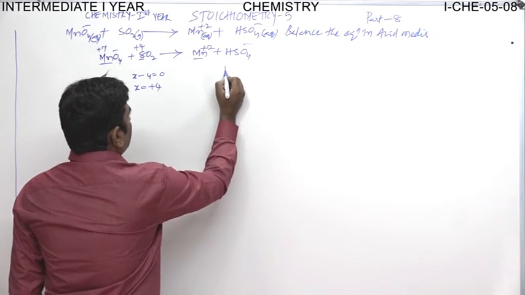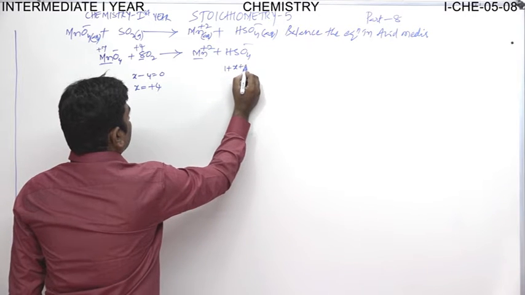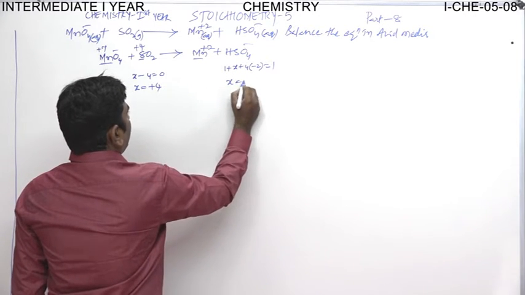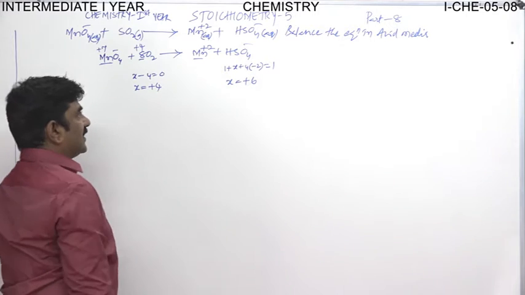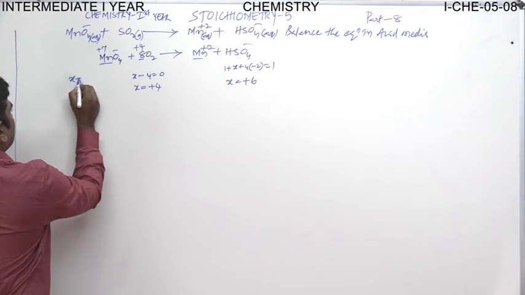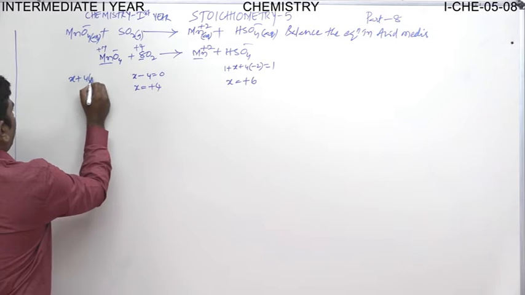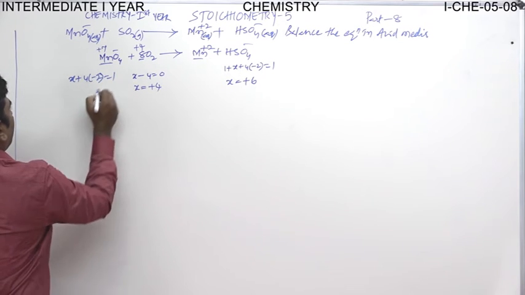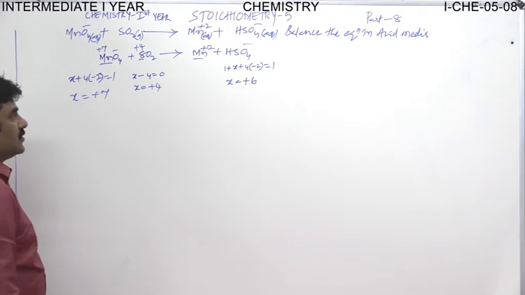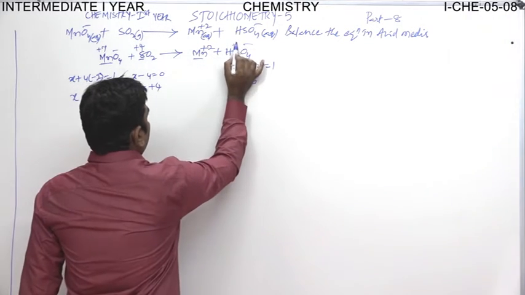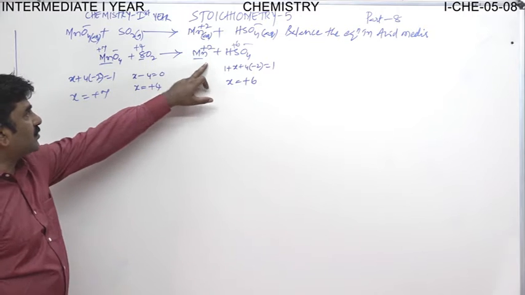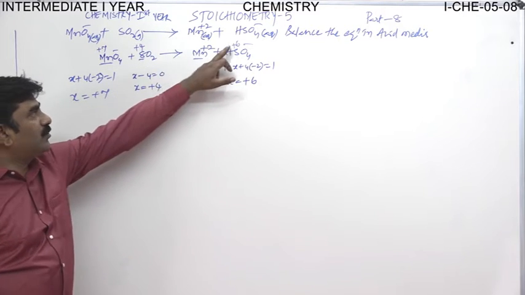And HSO4 minus. So here hydrogen 1, we don't know the sulfur X. So 1 plus X plus 4 into minus 2 is equal to minus 1. On simplifying, you will get plus 6. So what is oxidation state here? Plus 6. So manganese goes from plus 7 to plus 2. Sulfur goes from plus 4 to plus 6.